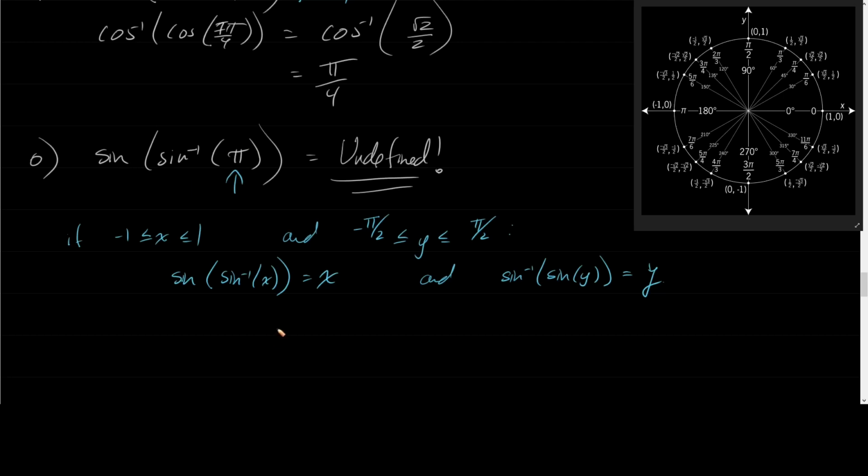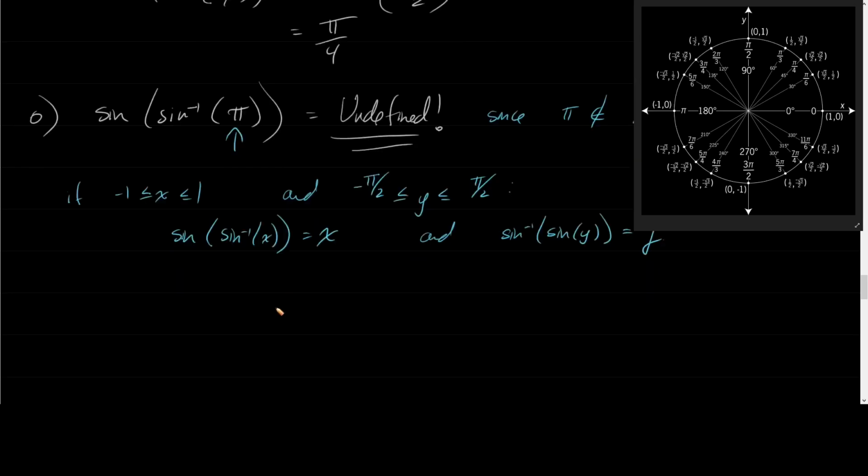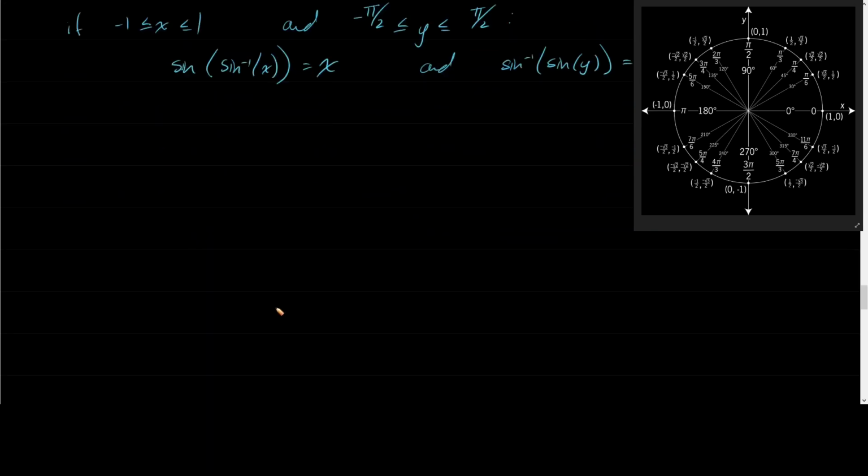All right. So again, the reason why this is undefined is since pi is not between negative 1 and 1, which is what we need for this. All right. Now, that's all exciting, but let's move on from this.